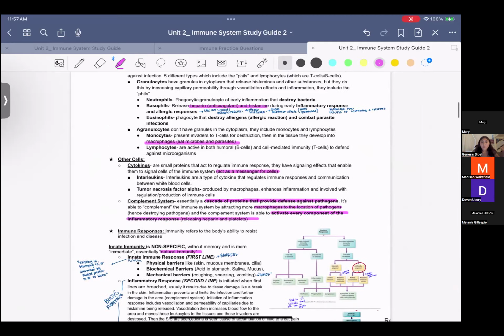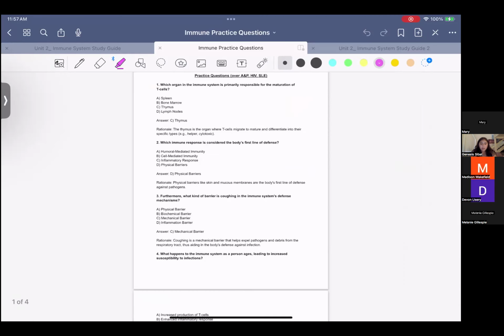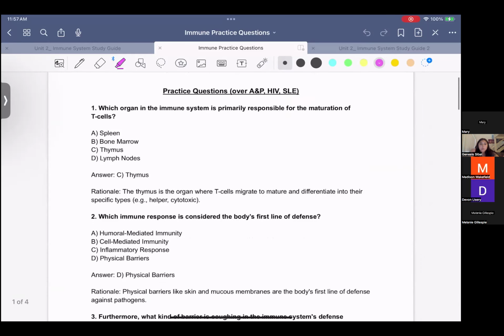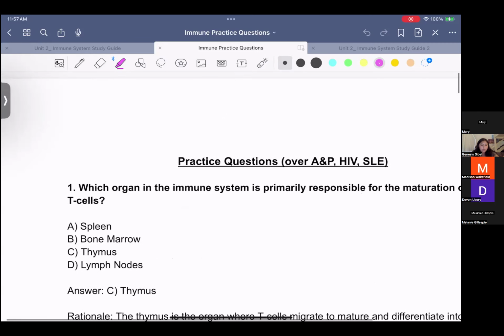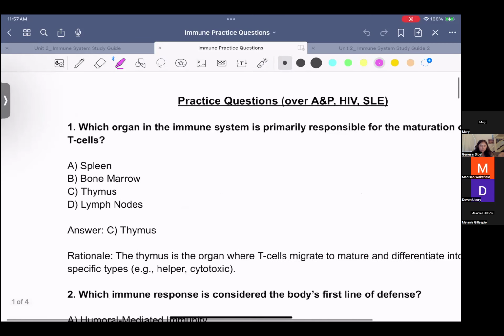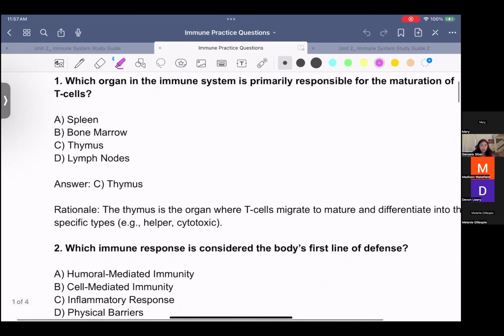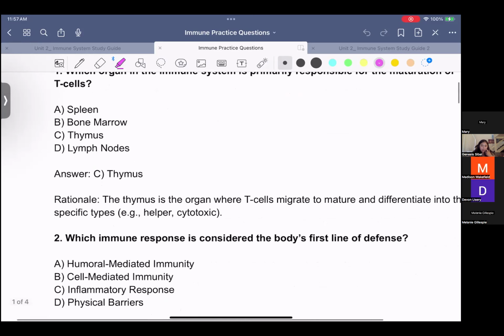So just because we have like 3 more minutes, I'm just gonna go ahead and ask you guys a couple of questions. Don't feel like you have to say the answer out loud, because I get it. I'm one of those people who's really quiet. So just go ahead and type in the chat, or you can say it out loud, but it's up to you. Which immune response is considered the body's first line of defense?